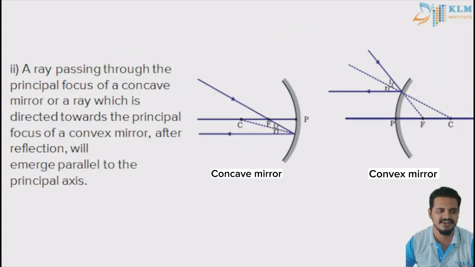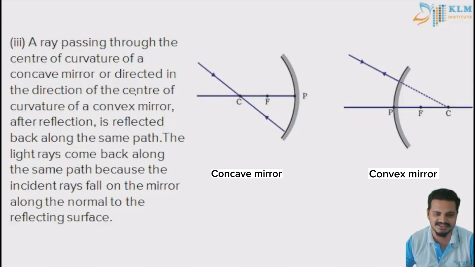The next point is very easy, guys. It says if the incident ray passes through the principal focus and hits the mirror, the reflected ray will be parallel to the principal axis in the case of a concave mirror. In the case of a convex mirror, if the incident ray is appearing to go to the principal focus, then the reflected ray will be parallel to the principal axis. It is just like the previous one, isn't it? Let's see the next one.